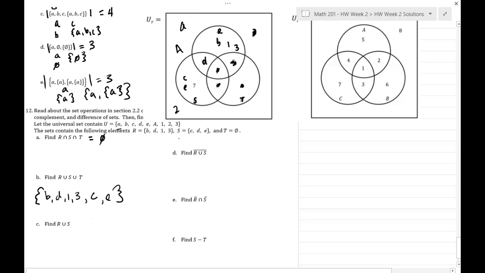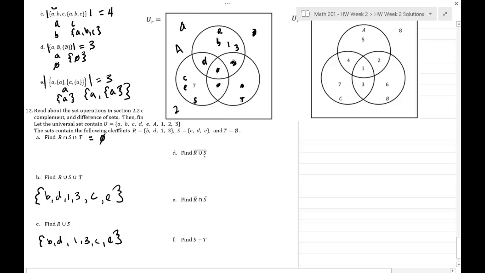So R union S. So this means take everything in R, everything in S. And so actually this is the same thing as R union S union T, because we didn't add anything from T, because T is the empty set. So we just get the same thing. We get E, C, D, B, 1, 3.